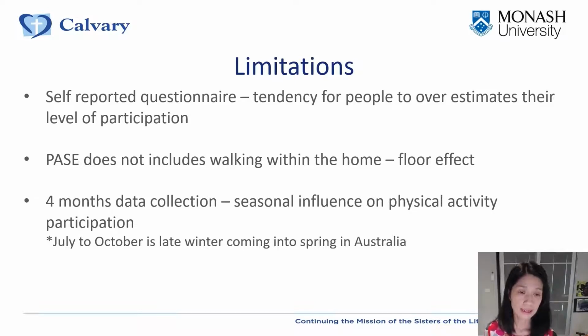And lastly, this study was done in a 4-month period over July to October, and in Australia that represents late winter coming into spring, and there may be some environmental influence on the amount of physical activity people were doing in that period. I can imagine if we were doing it in the dead of winter, we might get a much lower mean PASE score, and conversely, if we did it later, we might get a higher mean PASE score for our population.